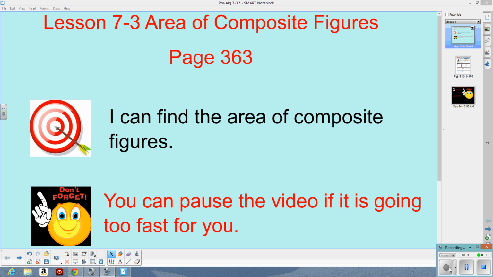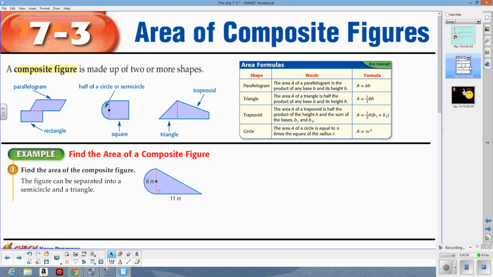In Lesson 7.3, you will find the area of composite figures. Composite figures are figures that are made up of two or more shapes, such as these. Over here on the right is just a review of the formulas for the shapes you have learned in previous courses or earlier this chapter.